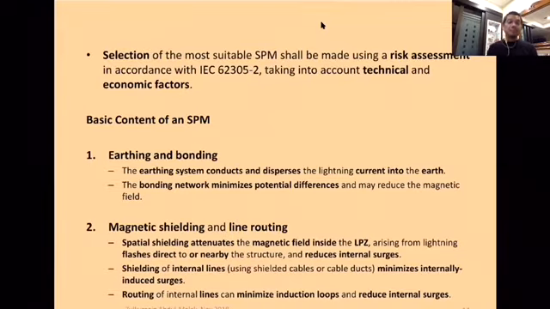Okay. So there are a few contents of SPM. This is important. The first one I've already mentioned: earthing and bonding. If you already have LPS, of course you have already earthing. But in addition to earthing, you need to also have bonding to make sure your SPM is working correctly. The second thing you need to do is shielding, if you need.